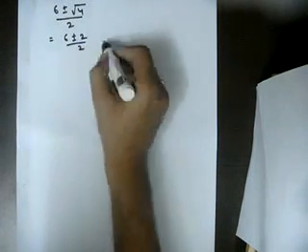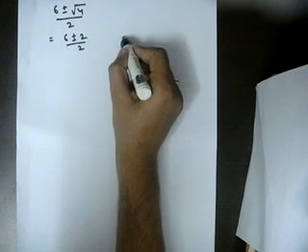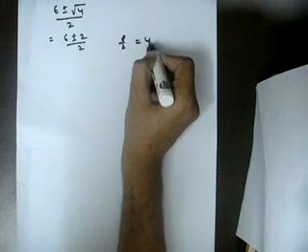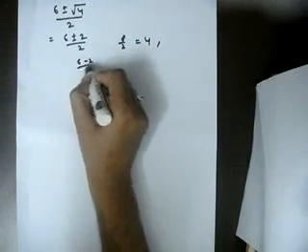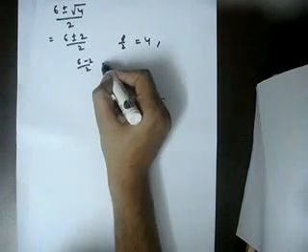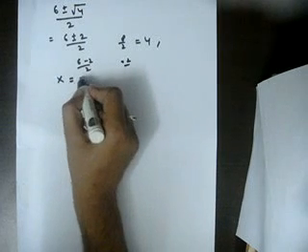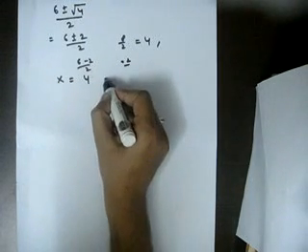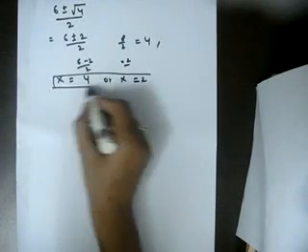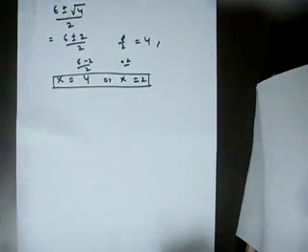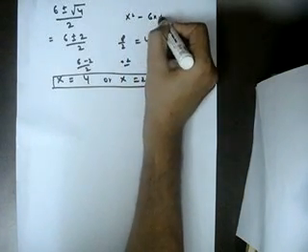What we get is (6 + 2) / 2, which is 8/2, that is equal to 4, and secondly we get (6 − 2) / 2, which is 4/2, equal to 2. So we get two solutions, x = 4 or x = 2. These are the solutions which we get if we solve the equation x² − 6x + 8 = 0.